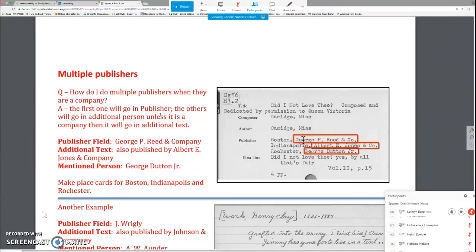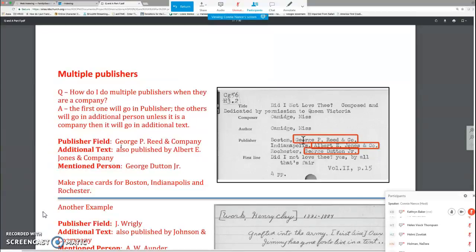The first one will go in the publisher field. The others will go in mentioned person. That shouldn't say additional. It should say mentioned person field. And it should go in as a mentioned person, unless it is a company. Again, that's the exception. The company will go in additional text. Do not pick and choose which one you want to do. Do it in the order that they're listed.